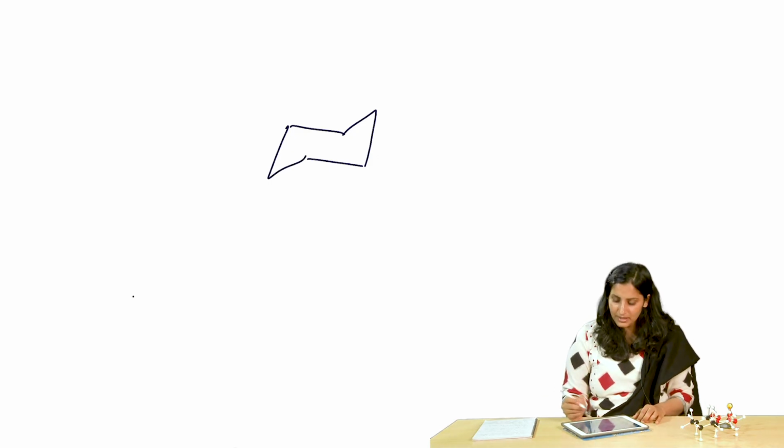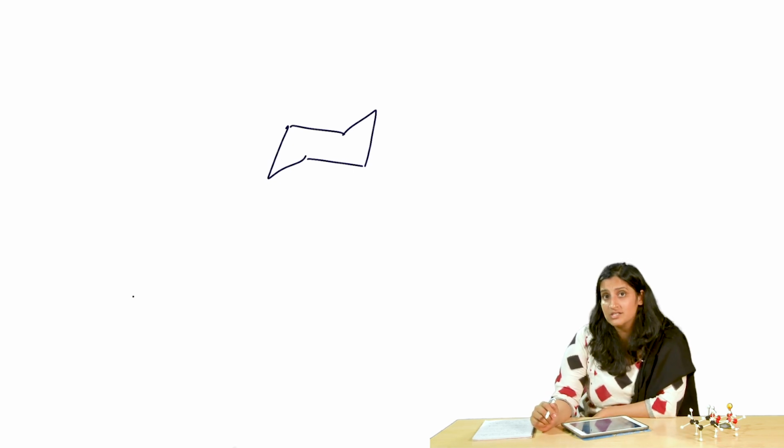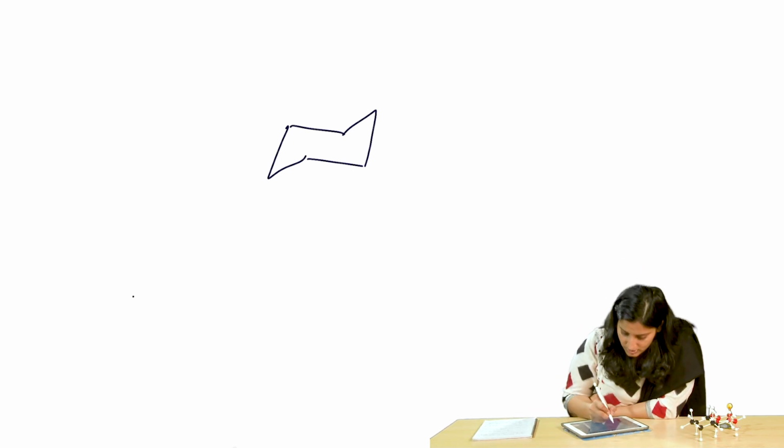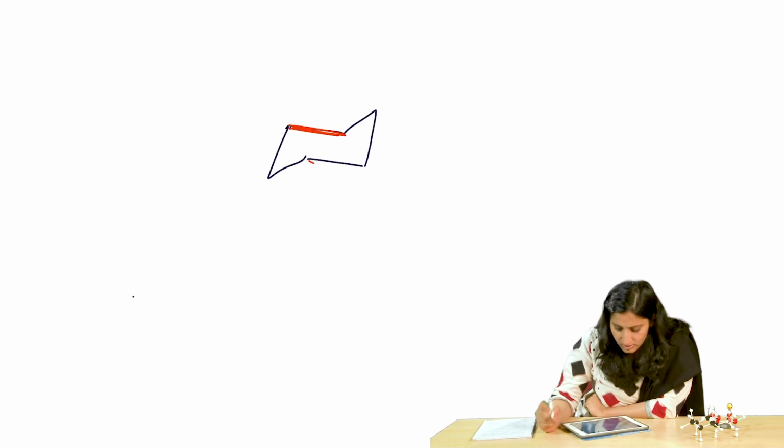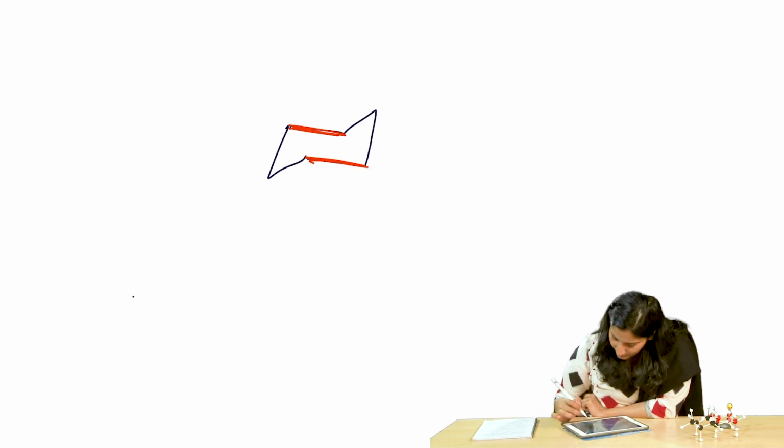Now, if you pay attention to this cyclohexane, you will notice that there are various lines which are parallel to each other. For example, these two lines will be parallel to each other. Then these two lines will be parallel to each other. And then we also have these two lines somewhat parallel to each other. That is how the chair should really look.